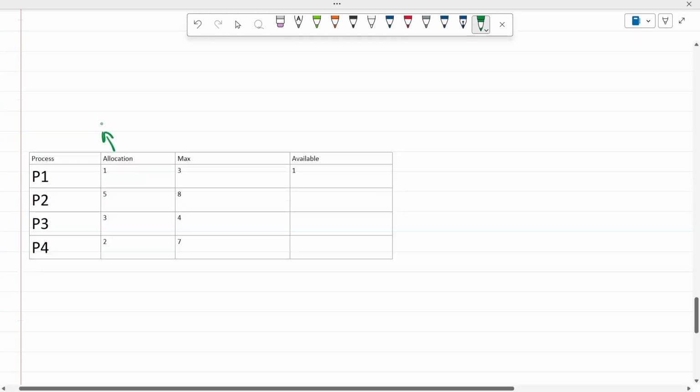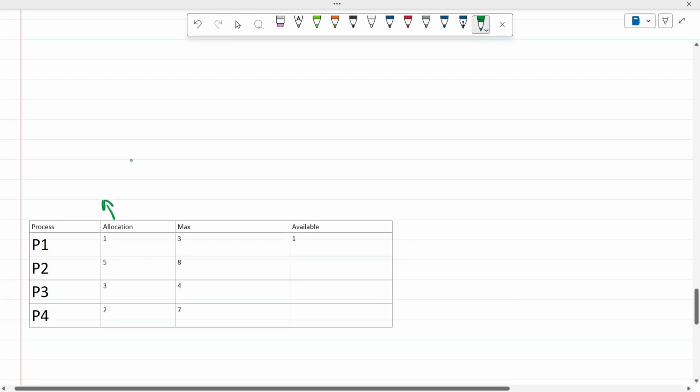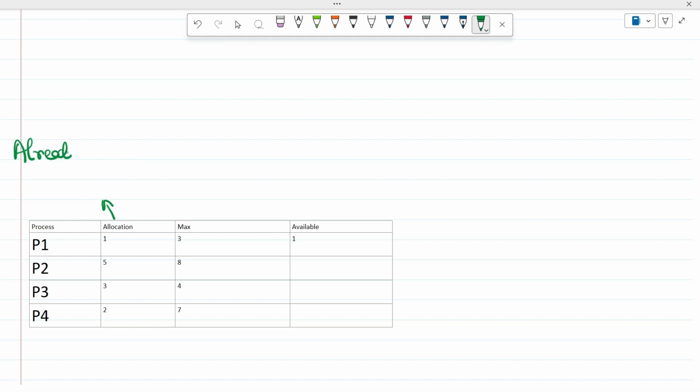Now, the allocation. What is allocation? Allocation means resources already allocated to the process. So P1 already has 1 resource instance, P2 already has 5, P3 has 3, and P4 has 2. These are the resources which these processes already have.